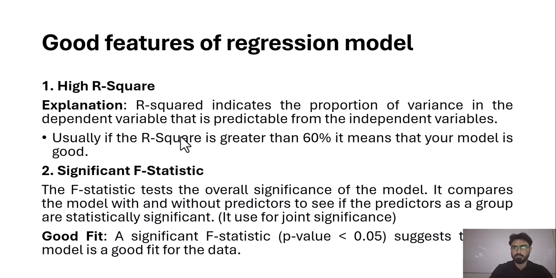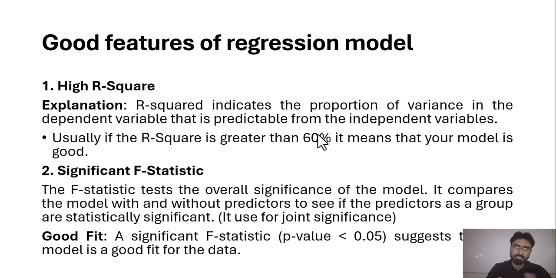So the question arises: what should be the optimum value of R square to say that the model is well fitted or not? Usually we say that if any economics model has an R square of more than 60%, or it is 60%, then we can say that the particular model is well fitted or a good model. So it means that the independent variables are explaining your dependent variable well.